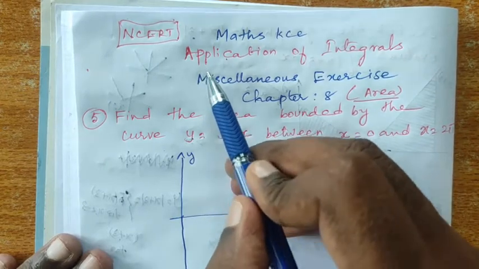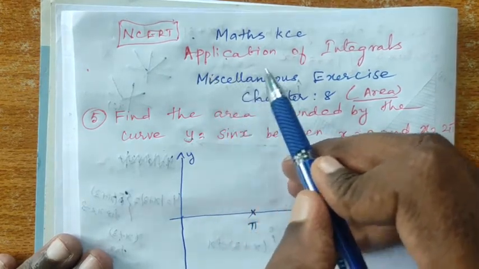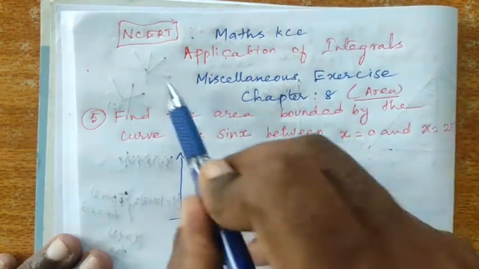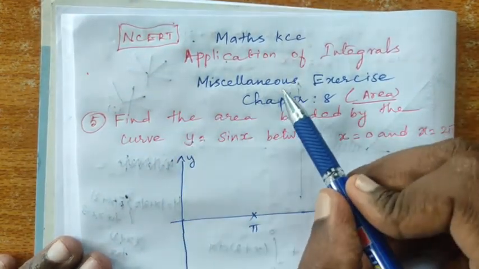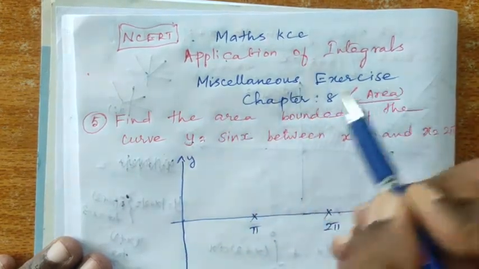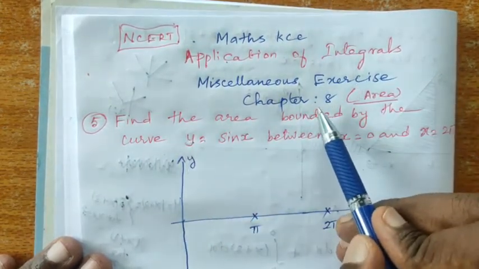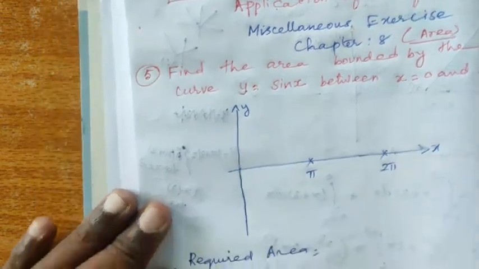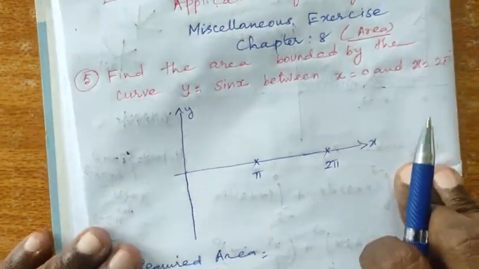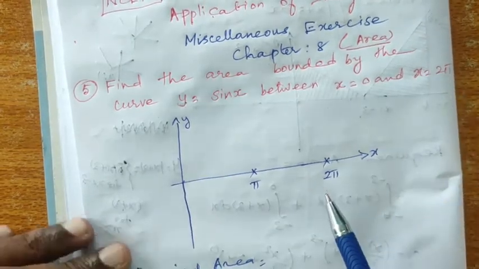Today we have to discuss some problems on the area in application of integrals, NCERT syllabus. The problems come under the miscellaneous exercise in unit 8, chapter 8. So, fifth problem: find the area bounded by the curve y equal to sin x between x equal to 0 and x equal to 2 pi.